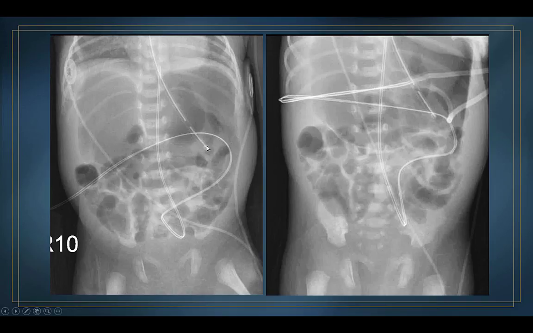it's clear that this NG tube, again, it's a regular NG tube, not a Replogle, has perforated the greater curvature of the stomach. And again, look on the decube. This is all there is to the stomach. There is no fluid in it. There's no fluid level. So it's a very contracted, air-filled stomach, and clearly this NG tube has perforated. This is a fluid level in the peritoneal cavity.